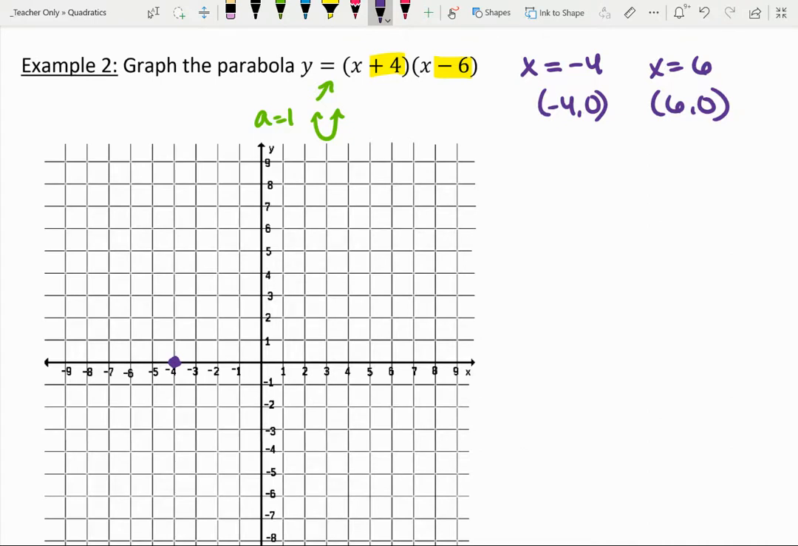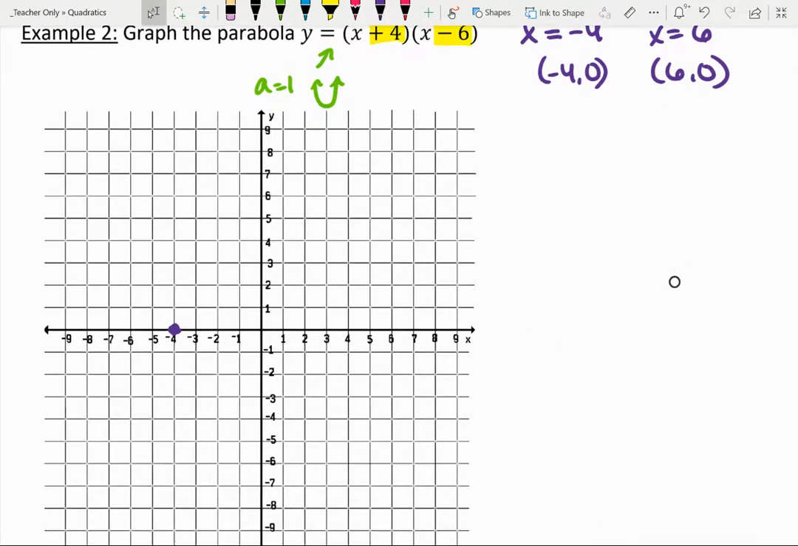Come on, do. All right, I'll try plotting 6, 0 later. For some reason, my stylus isn't responding here. Oh, there it is, perfect.